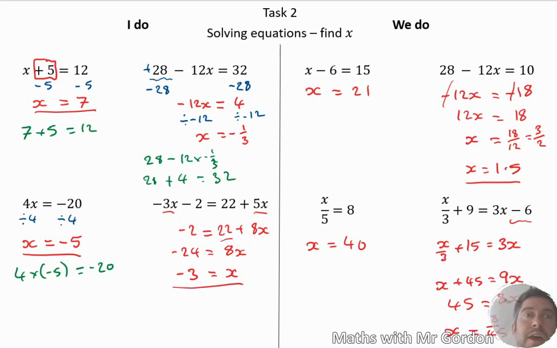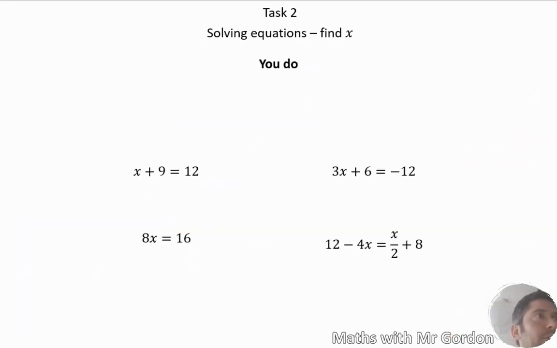And we can't simplify that any further. OK, and these are the questions for you to do. Good luck.